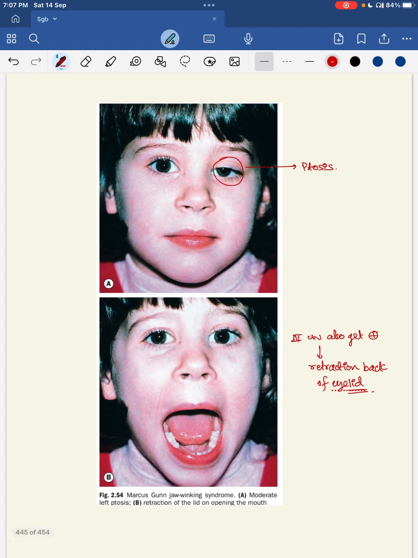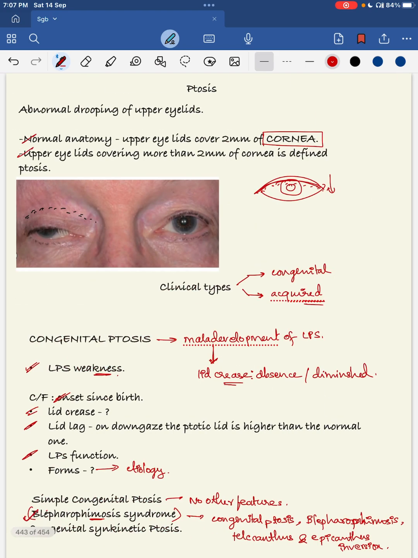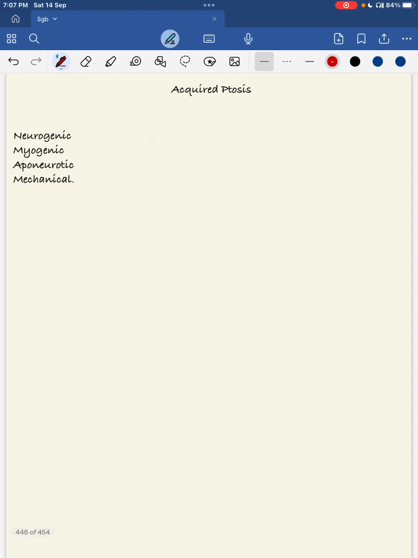Okay. Now, these are some photographs of congenital ptosis. Obviously, when a child comes to the ophthalmic clinic with this presentation, we have to think about congenital ptosis. Whilst there are other differentials for acquired ptosis in a child, we'll come to that point. Okay. Now, let's move on to acquired ptosis.